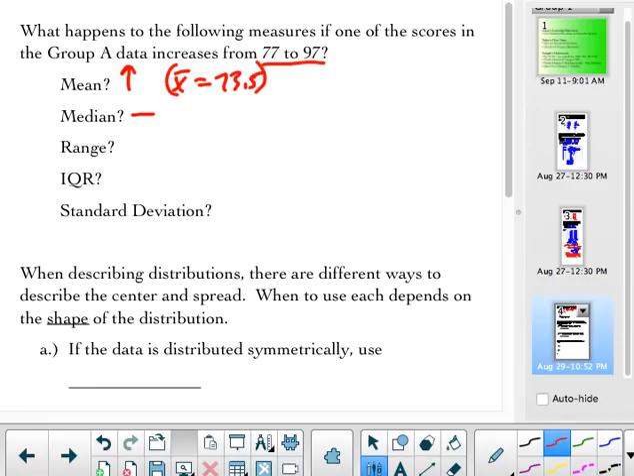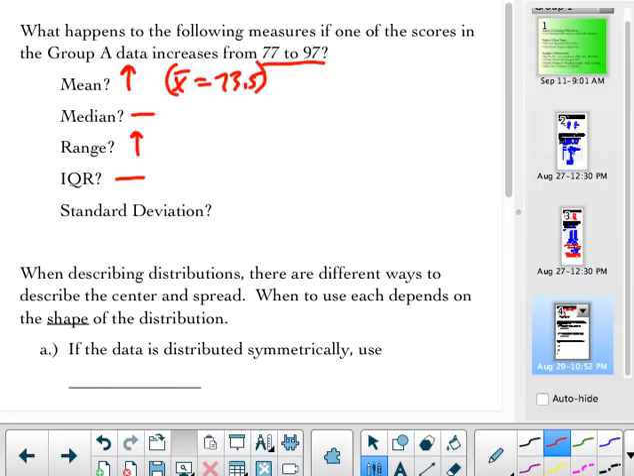The range, of course, will increase. That will increase by 20. We're just moving that one value up. The IQR, what do you think about the IQR? That is not going to change at all because those middle data points are not changing. It's just one of the larger values becoming more extreme. That doesn't affect the middle 50% of the data. So the IQR will have no change.